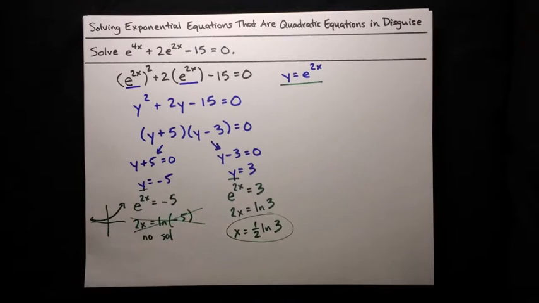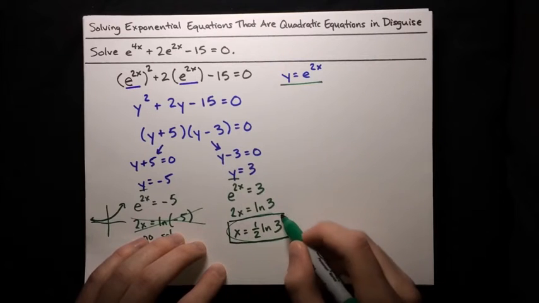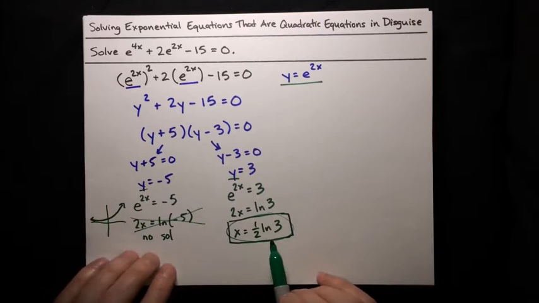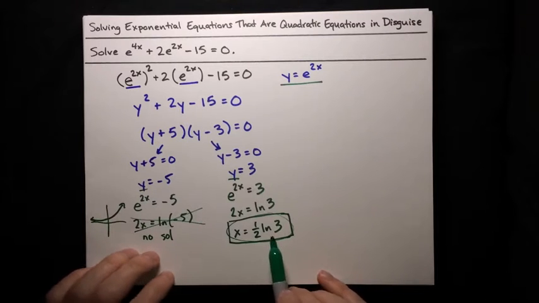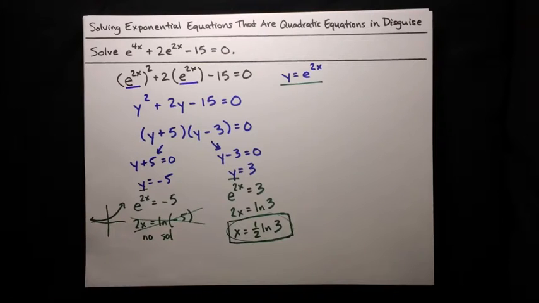Just won't happen. So the first solution that we found right here, x equals a half natural log of 3, that is actually the only solution. We won't bother checking this one, but it is good practice to check them, so I would recommend doing it anyway. But it will work out if you check it. So now we have some tools that we can use to solve tricky exponential equations, and in the future we'll also learn how to solve logarithmic equations as well.